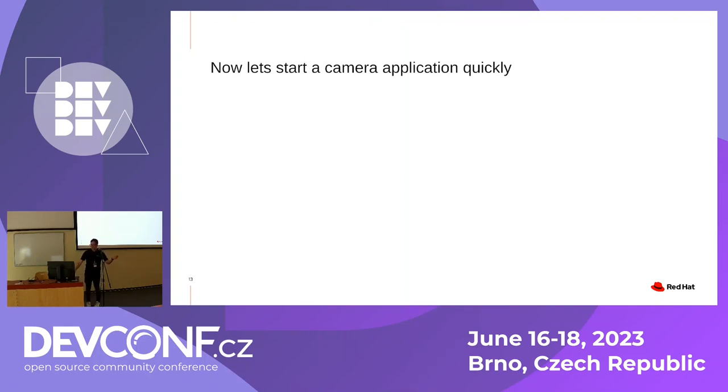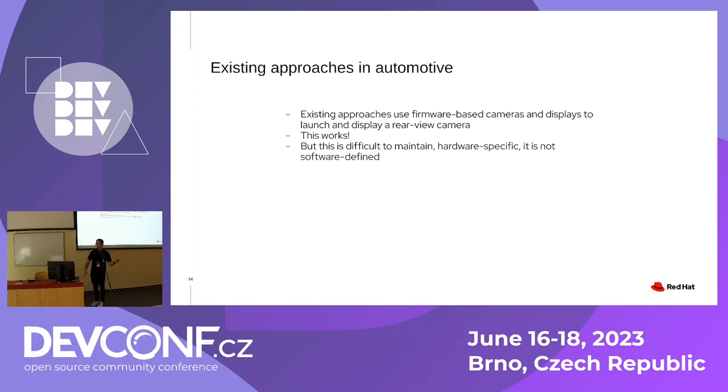Now we're going to apply some of this to a camera application. This has already been done in automotive in different ways, actually. But the existing approaches use firmware-based cameras and displays to launch and display a rear view camera. And this works perfectly fine, but it's difficult to maintain. It's hardware-specific, and it's not software-defined, so it can be difficult to develop for. And in fact, it's not even Linux, it's just custom code.